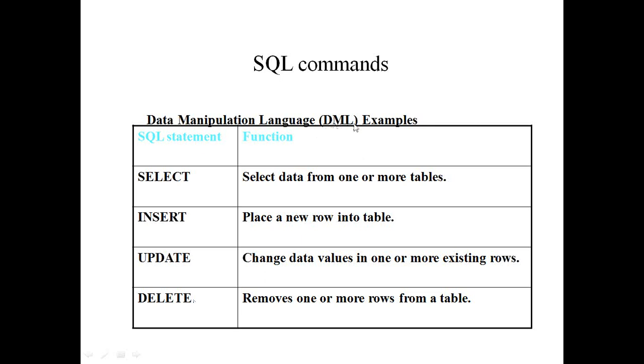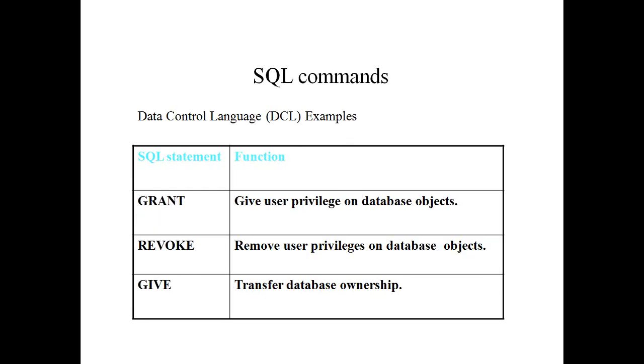So DDL is the first category of the SQL. DML is the second category of the SQL. And there is a third category of the SQL called data control language. Data control language is used by database administrators to control the users, to provide the accesses on the objects and the data.